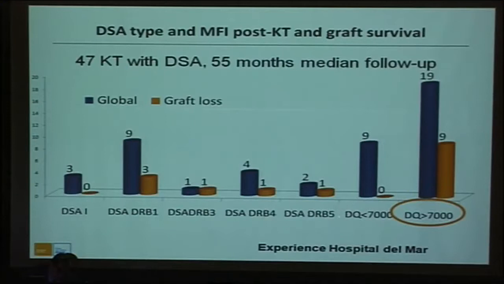But those with low amounts are doing well, no graft losses, and those above 7,000 carry about 50% graft loss in 5 years. So having 10,000 anti-DQ is a very bad situation. And probably this distinguishes even better than C1q, and it is much cheaper. So you have to adapt the knowledge a little bit to the possibilities you have. The C1q kit is exceedingly more expensive than a simple single antigen bead.